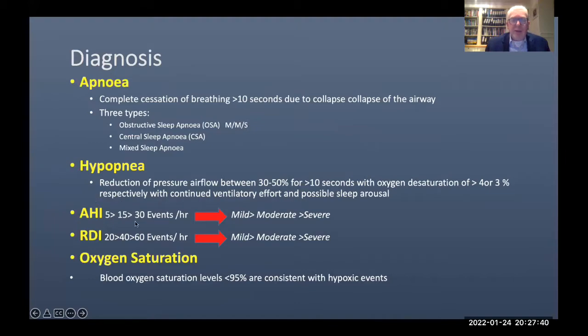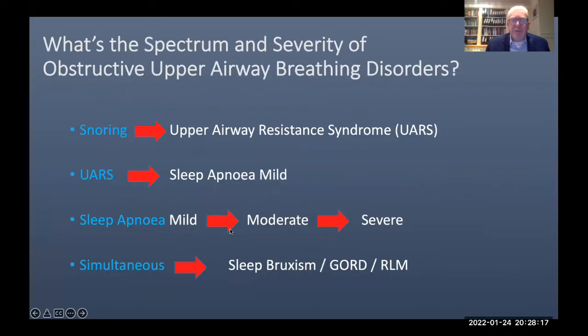So these are collated into an AHI, an apnea-hypopnea index. Up to 5 events per hour is normal. 5 to 15 is considered mild. 15 to 30 is considered moderate, and greater than 30 events per hour is considered severe. And RDI, the respiratory distress index, tracks in the same type of metric. Oxygen saturation, as we know from our Apple Watches and from data on COVID, less than 95% sometimes gives rise to significant respiratory considerations.